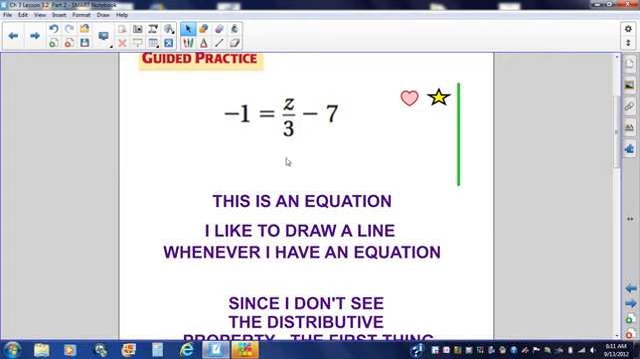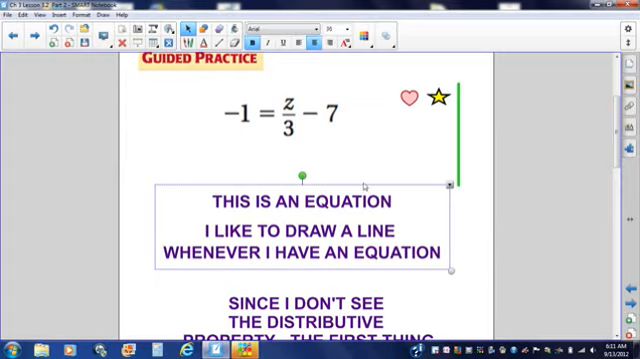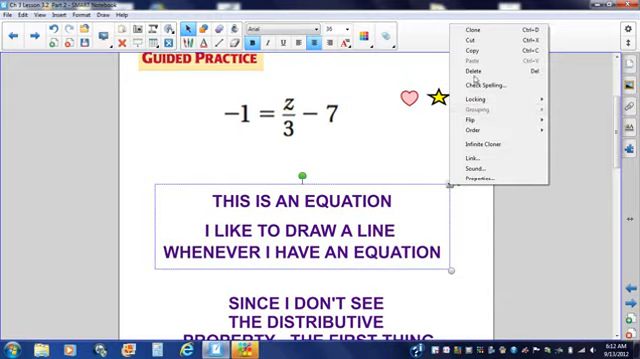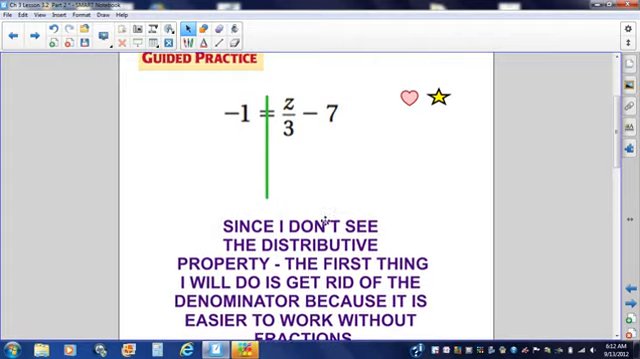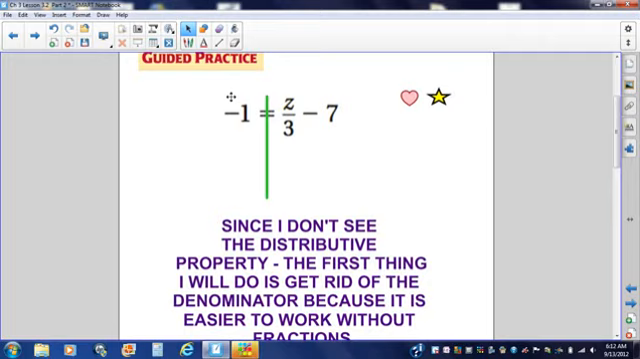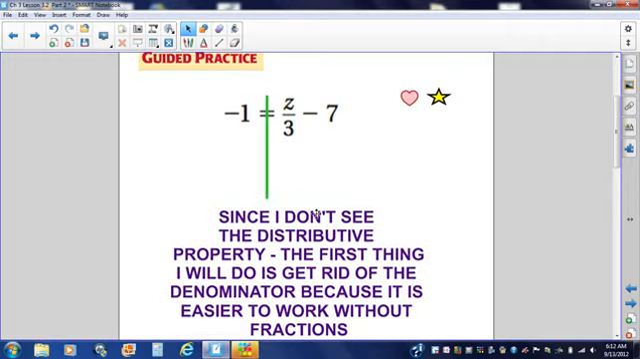We said in yesterday's podcast that this is an equation because it has an equal sign. And the crazy math teacher said the first thing he likes to do is draw a line right here down the equal sign whenever we have an equation. So on your paper, please draw a line down that equal sign. When I have equations, I always like to see if I have the distributive property and do it first. I don't see the distributive property here.